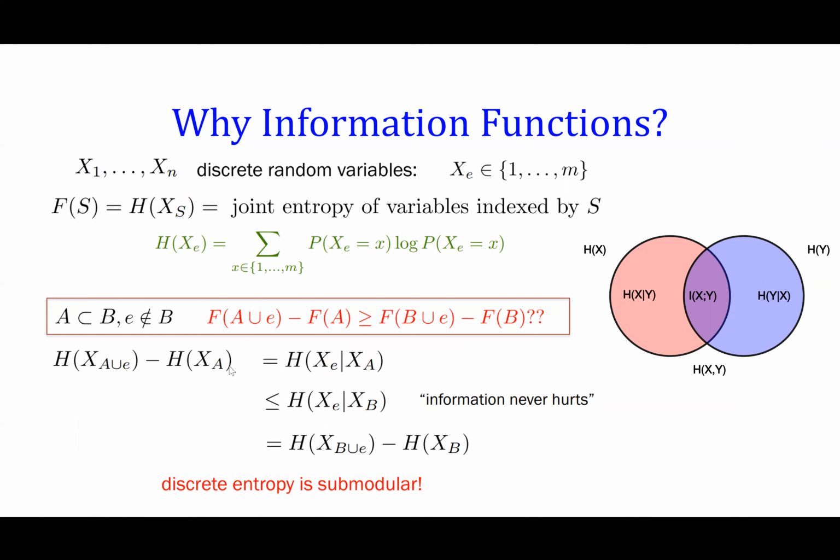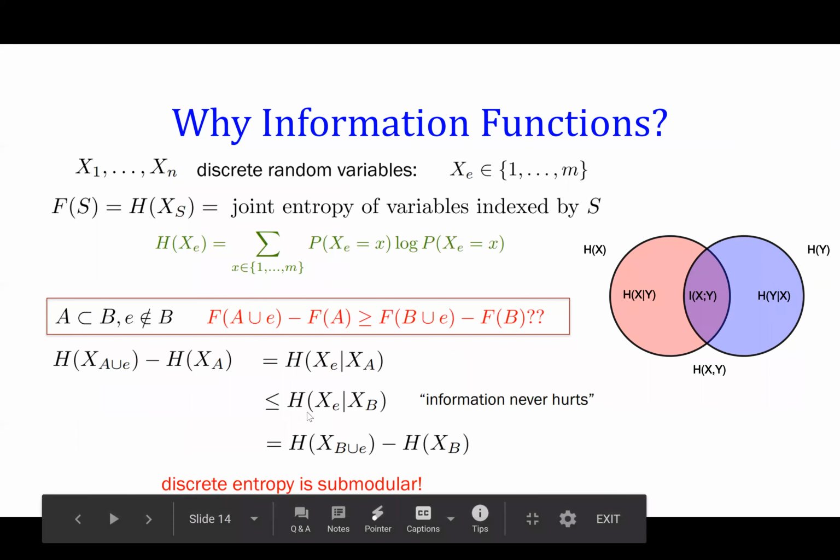And the proof of that is very, very simple. The proof is that information never hurts. So you have the entropy of x of e given b. This quantity shrinks as the context of the set grows.